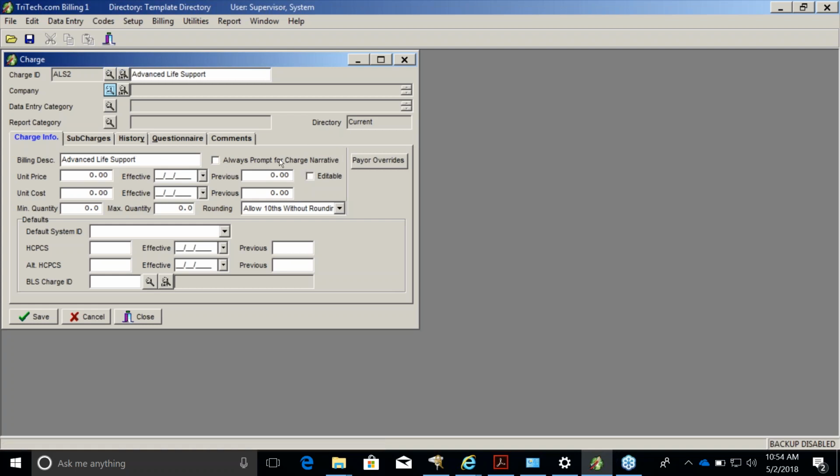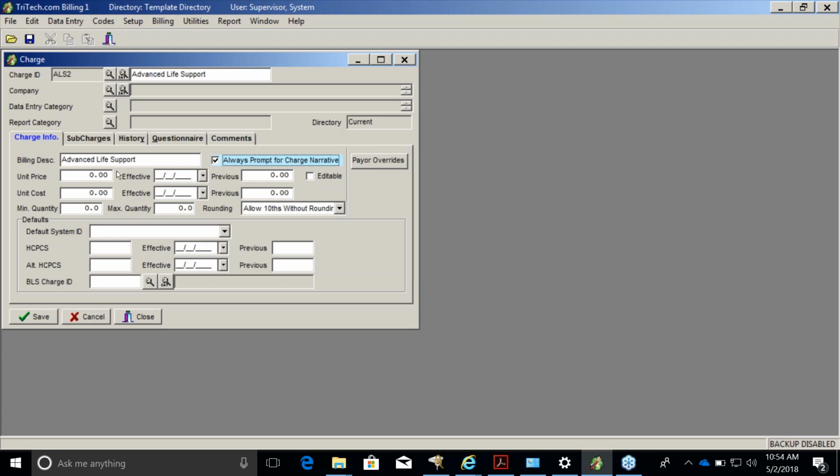prompt for a charge narrative. Now keep in mind that the charge narrative is different than the billing narrative. The charge narrative is going to appear on the charges tab edit screen for that particular charge. So if you're entering a J code or a miscellaneous medication or something that would need an NDC code, this may be a good idea to have checked, as when that HCPCS is entered from this charge ID, you would be prompted for that NDC code.